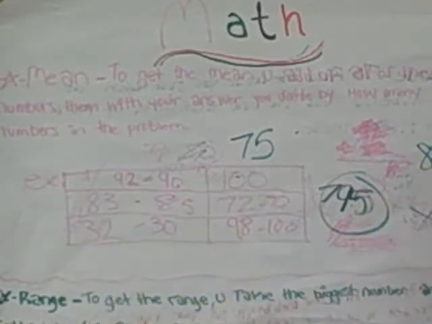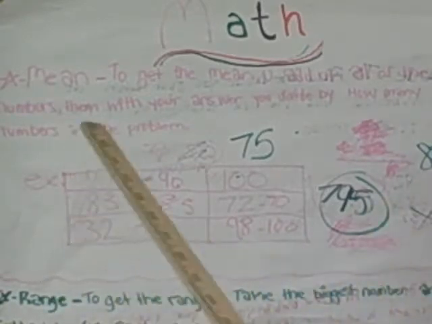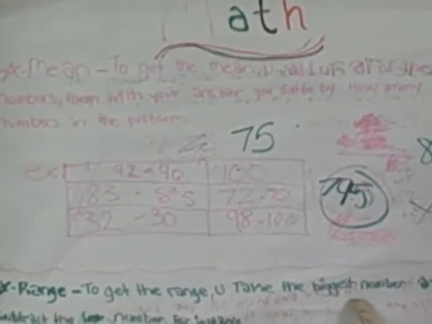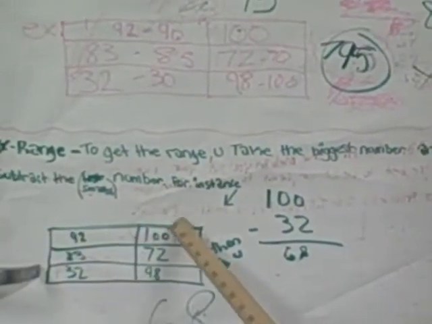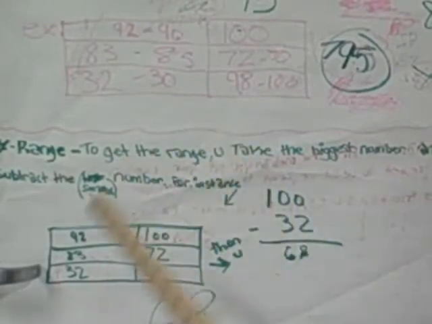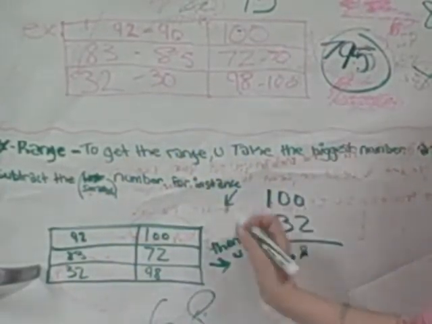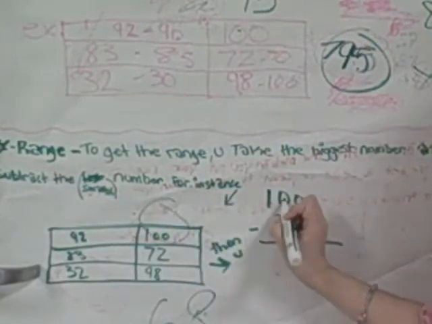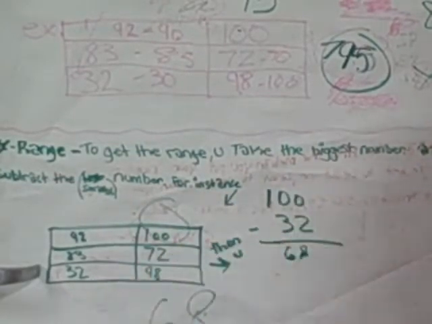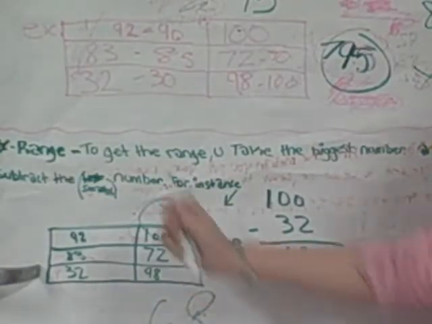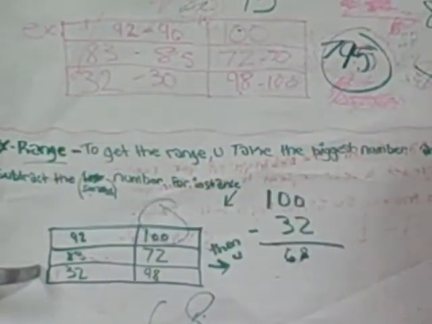Now, for the range. To find the range, you take the biggest number and subtract the smallest number from the biggest number. For instance, if we're using these numbers, then 100 is the biggest number, 32 is the smallest number. So 100 minus 32 is 68. So our answer for the range is 68.